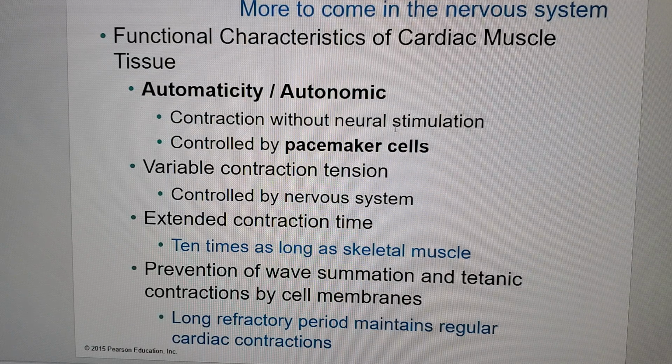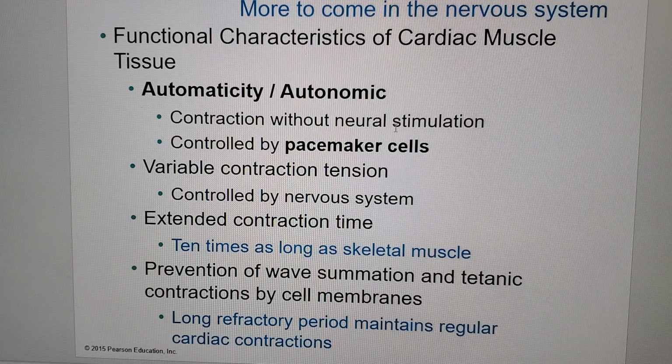Heart tissue contracts without neural stimulation. There is neural stimulation, but the actual heart cells will contract without outside stimulation. If you have cardiac cells in a petri dish, they're all going to beat. And if you give them a little bit of time, they're all going to beat together in unison. That's their nature. That's how they function. These are controlled by pacemaker cells.